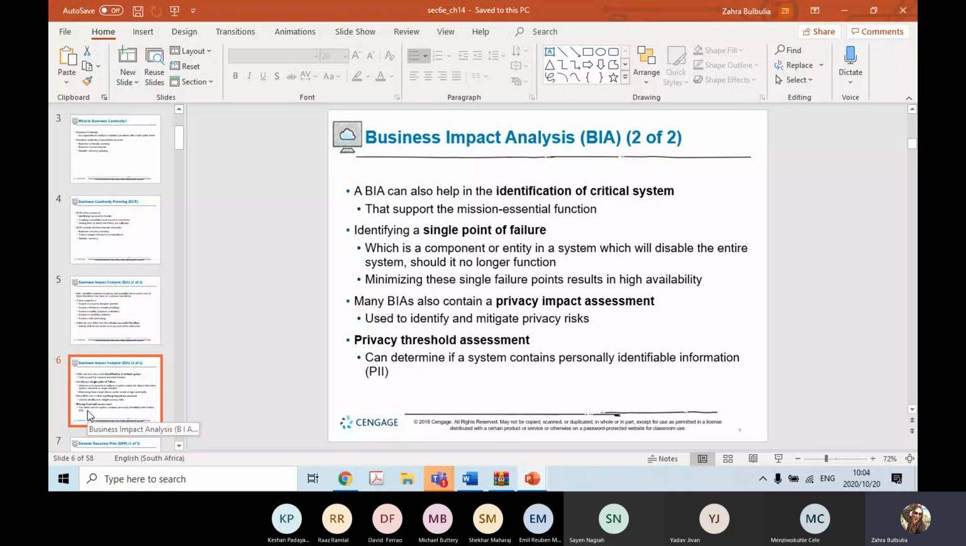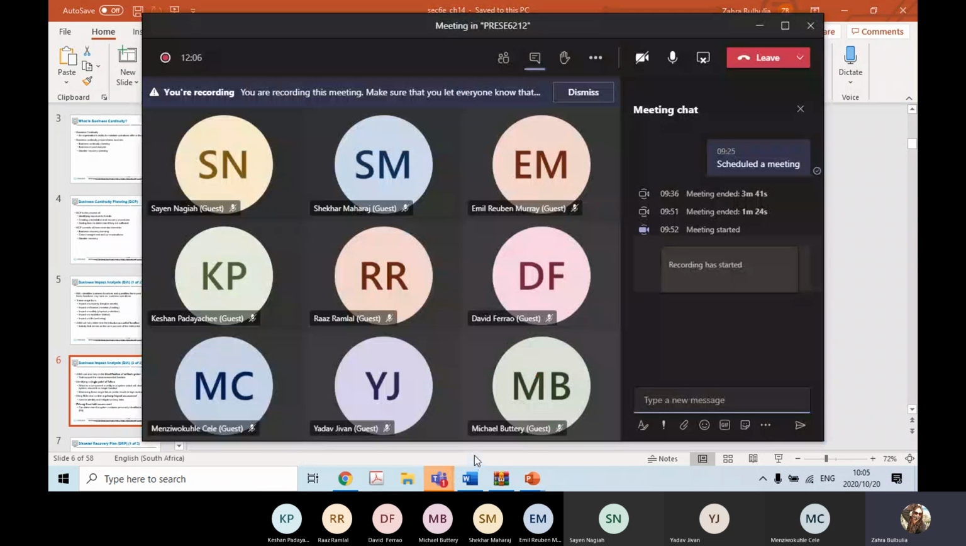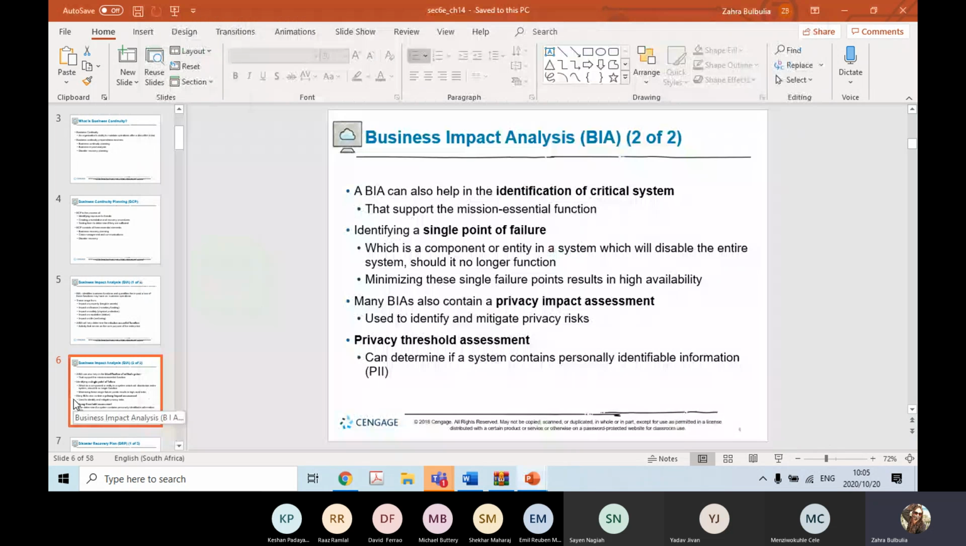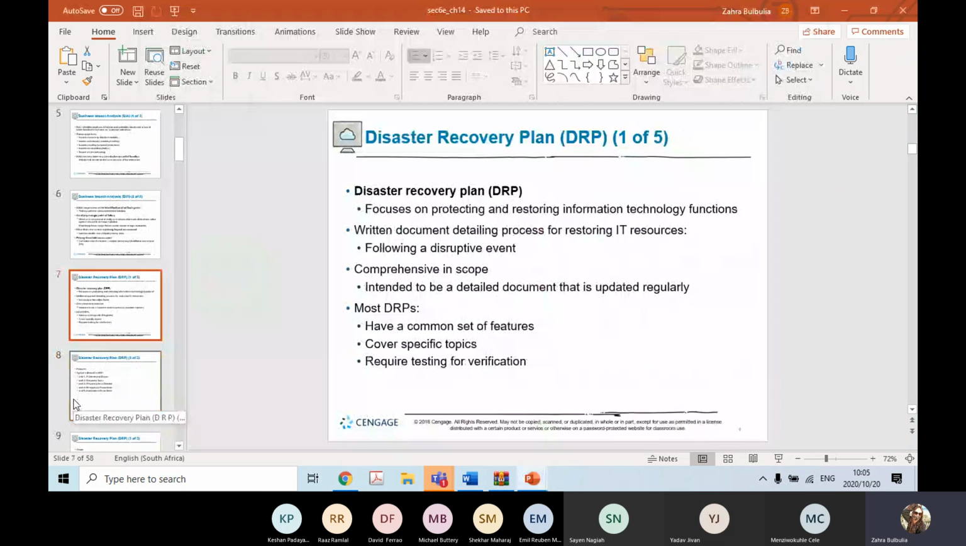So yeah, many business impact analyses also contain privacy impact analysis, and these are used to identify and mitigate privacy risks. And there are also privacy threshold assessments that can determine if a system contains personally identifiable information. Okay, so this would be your credit card information. This would, of course, be a big issue if somebody can get information like credit card information, your name, your surname, your ID number. So that, of course, is quite an issue.